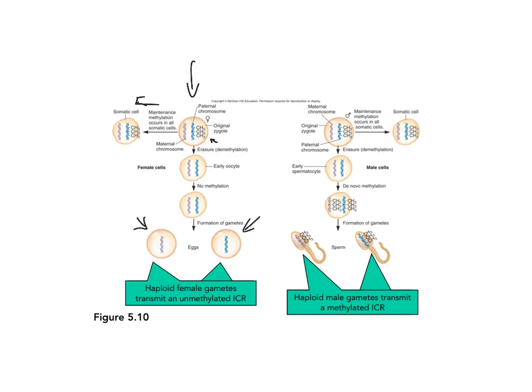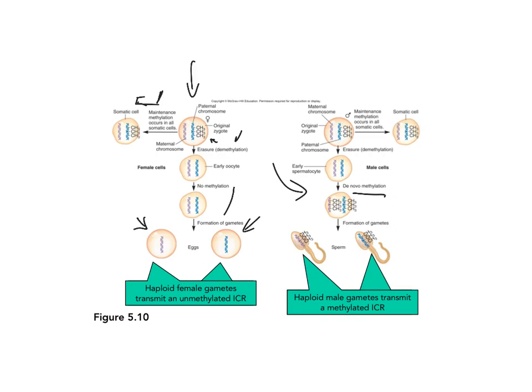Now, this is different from what we just talked about with the mice, because it's actually the mother's IGF gene that's methylated and untranscribed. But what I'm trying to demonstrate here is that this pattern involves either maintenance methylation in somatic cells, erasure, and then either no methylation or de novo methylation, depending on where the methylation patterns are, in what sex, male or female, methylation patterns are laid down.